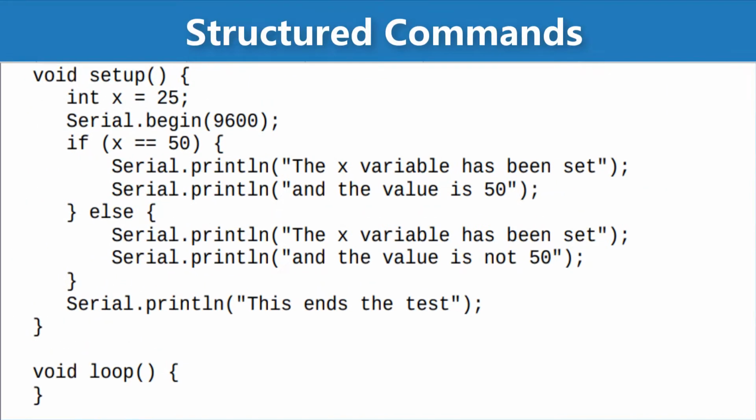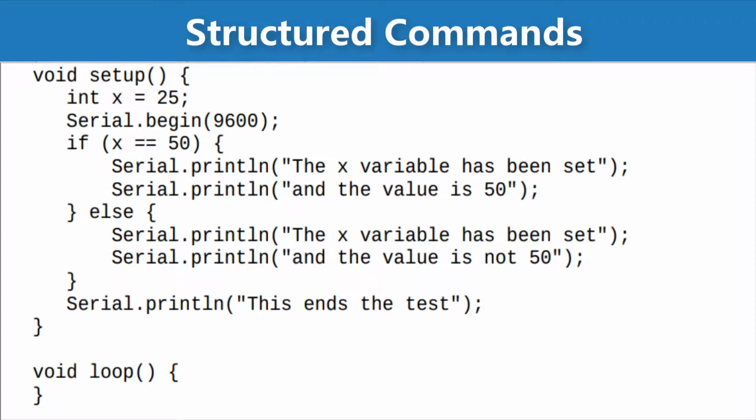Structured commands. Decision-making structures require that the programmer specify one or more conditions to be evaluated or tested by the program, along with a statement or statements to be executed if the condition is determined to be true, and optionally, other statements to be executed if the condition is determined to be false. Following is the general form of a typical decision-making structure found in most programming languages.